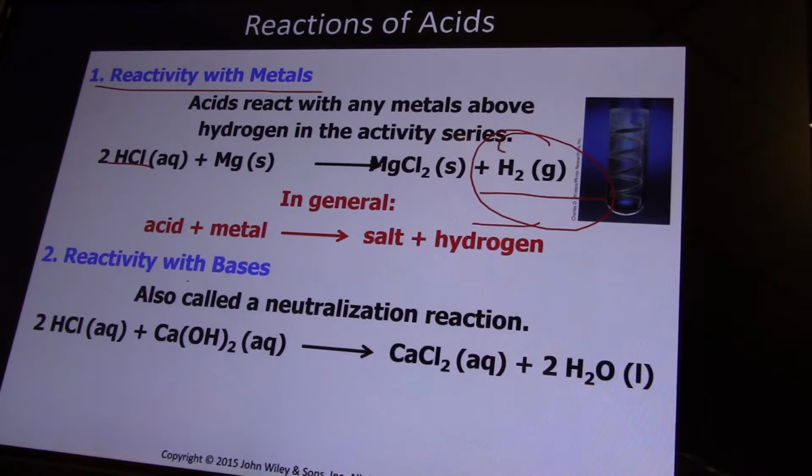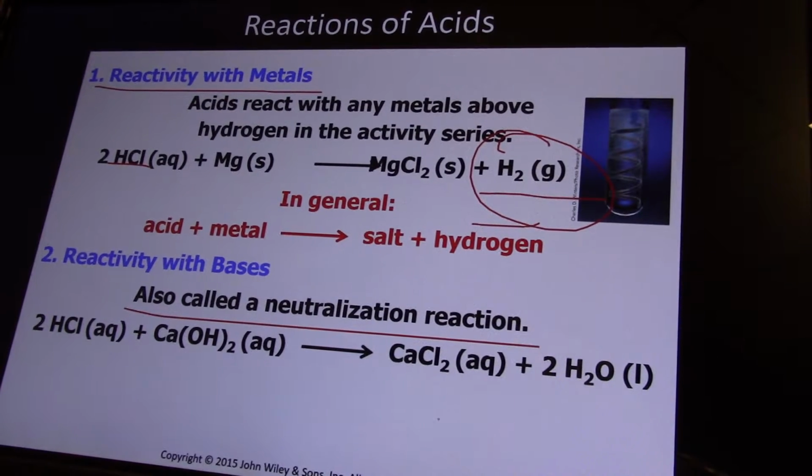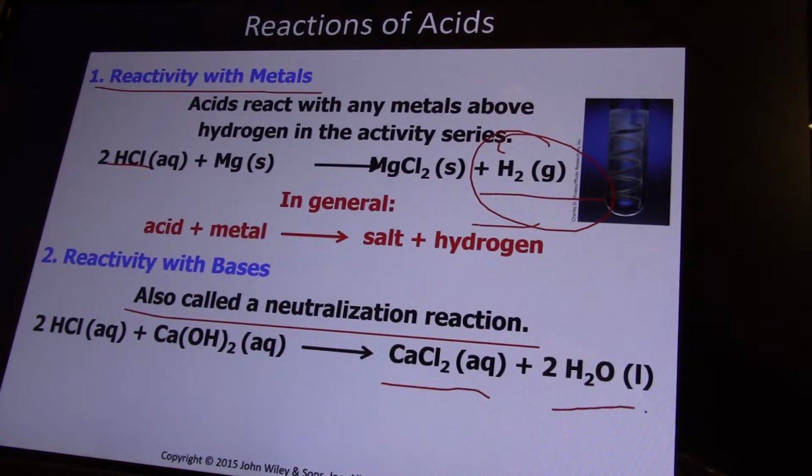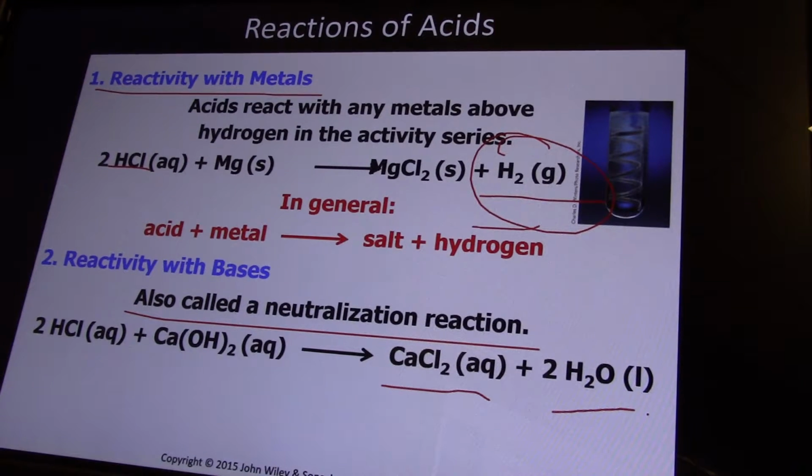Acids will react with bases. This is a neutralization reaction. And in a neutralization reaction, when water is your solvent, you end up with a salt and water. Whenever a strong base and a strong acid meet, the H plus and the OH minus combine to form water, and the other cation and anion combine to form a salt. So a salt and water are always your neutralization products. Any questions on that?